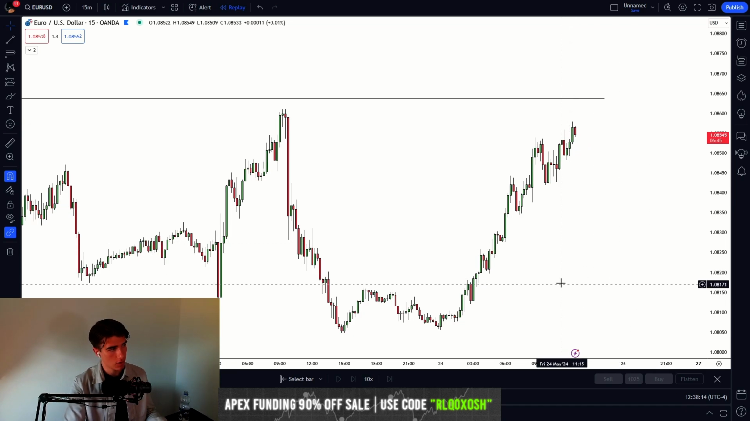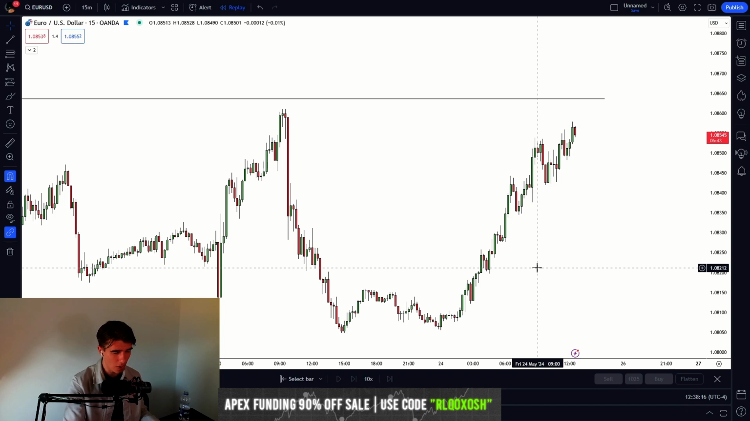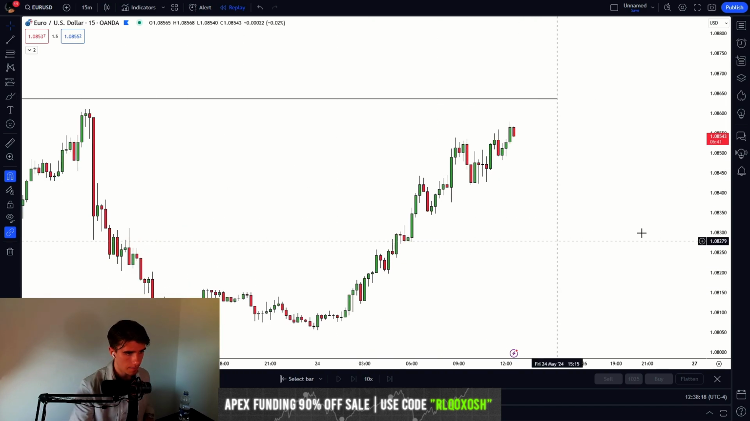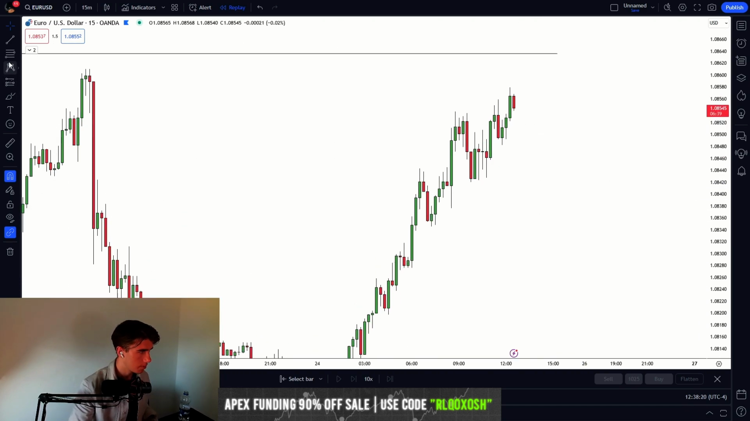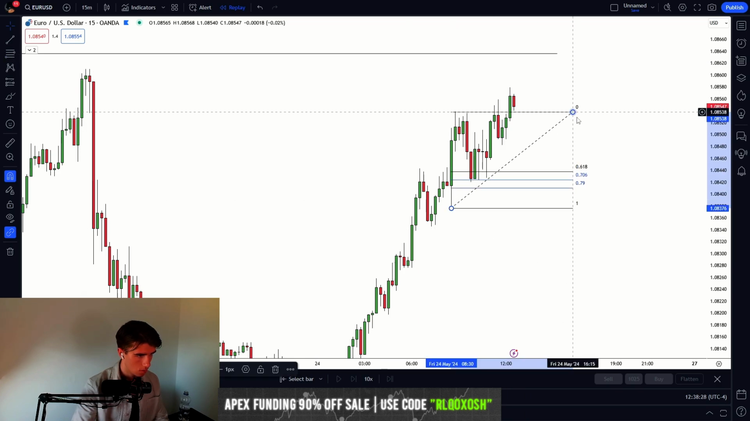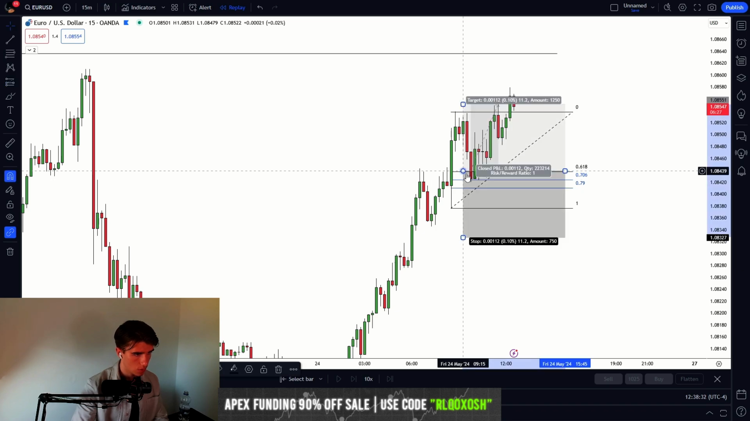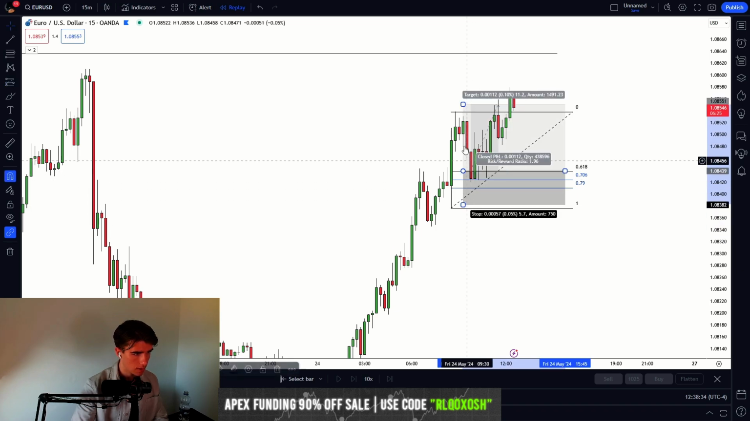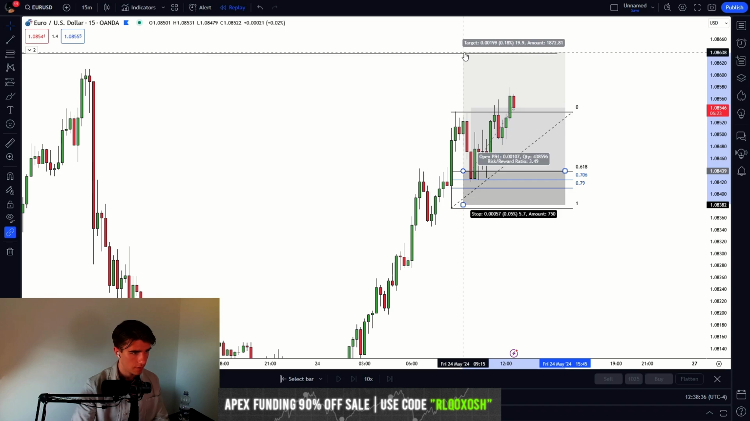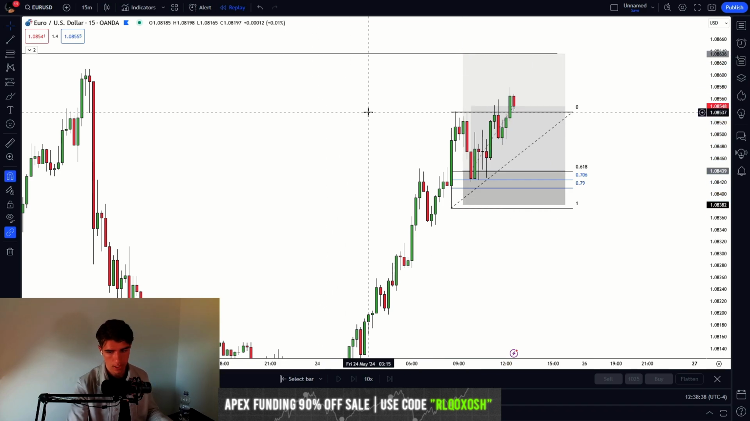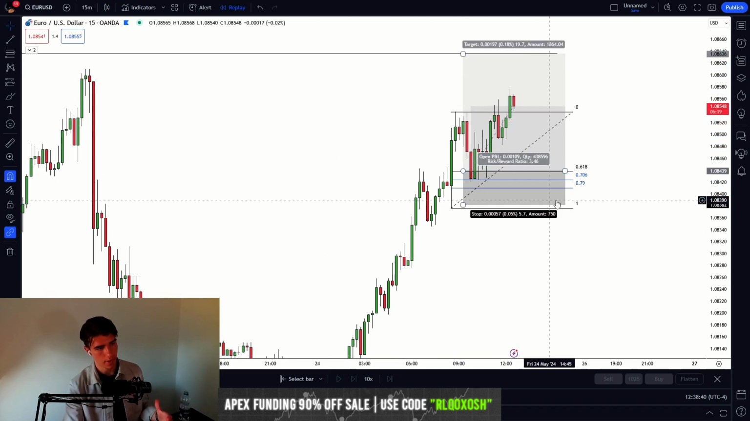Obviously, this is a bit of an odd one. A little bit harder to get an entry here. I actually alerted this one play in the Discord, which was right here. Right, so the play looked like this. Obviously, we were unlucky enough to get stopped out break even, but again, very, very good play. Analysis or idea was completely right.